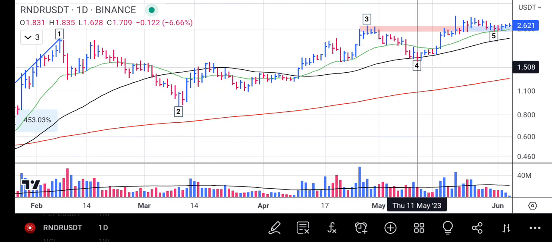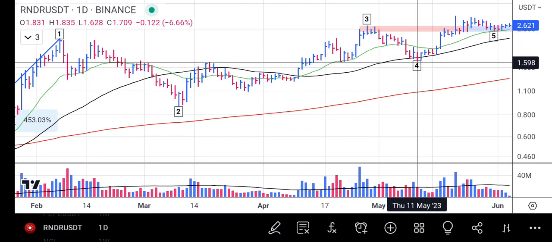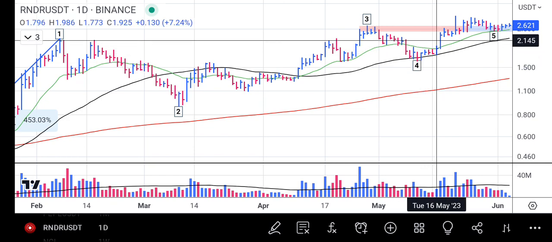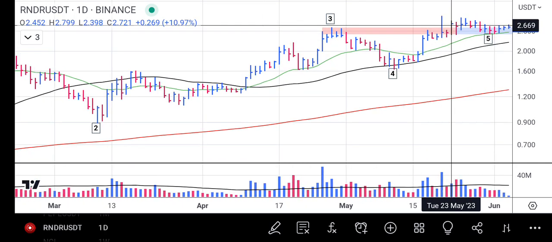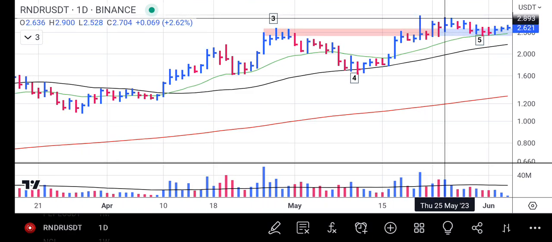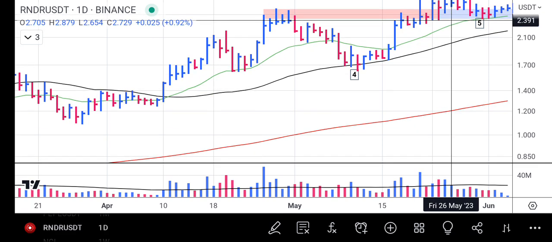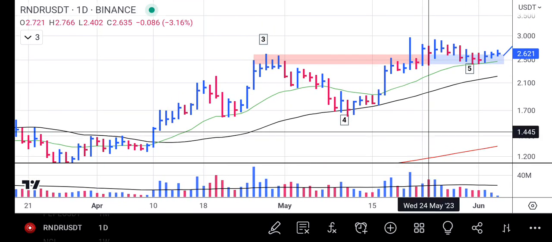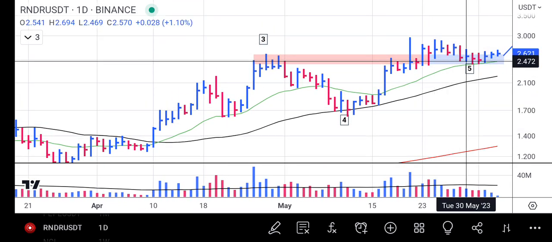When Render token started a new rally from point 4, it rallied up and hit point 3, which is its prior resistance, and traded above it a little. So the breakout wasn't decisive. Some traders weren't taking positions, but our position started earlier and we are in the trade. It's now confirming that this resistance zone is holding as our support, because after breaking it upward a little bit, it came back down and is retesting it.